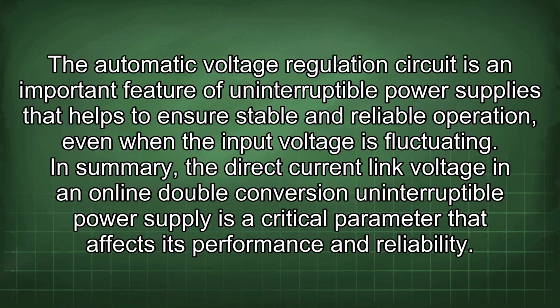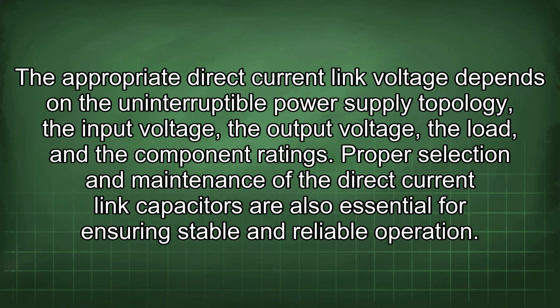The automatic voltage regulation circuit is an important feature of uninterruptible power supplies that helps to ensure stable and reliable operation, even when the input voltage is fluctuating. In summary, the direct current link voltage in an online double conversion uninterruptible power supply is a critical parameter that affects its performance and reliability. The appropriate direct current link voltage depends on the uninterruptible power supply topology, the input voltage, the output voltage, the load, and the component ratings. Proper selection and maintenance of the direct current link capacitors are also essential for ensuring stable and reliable operation.